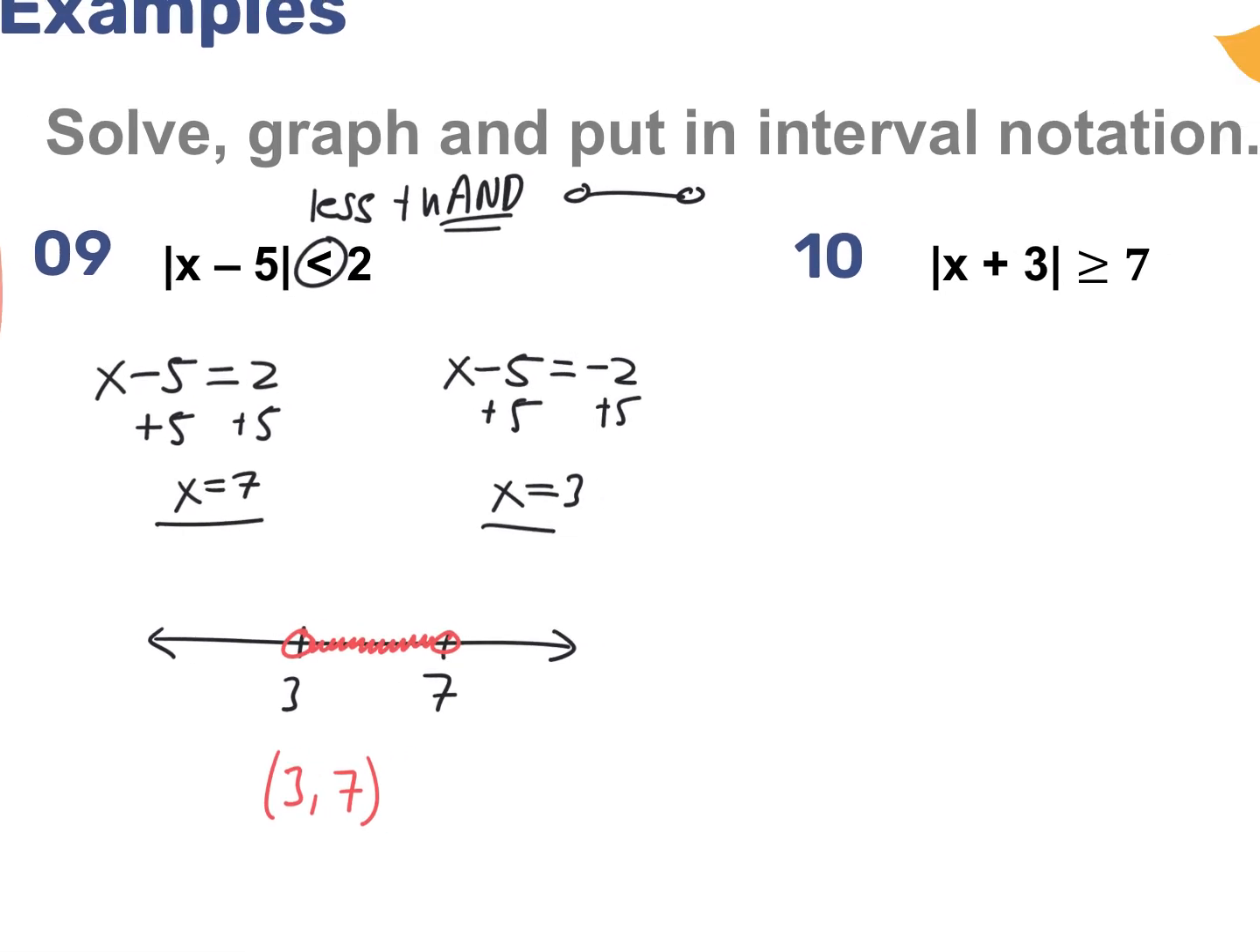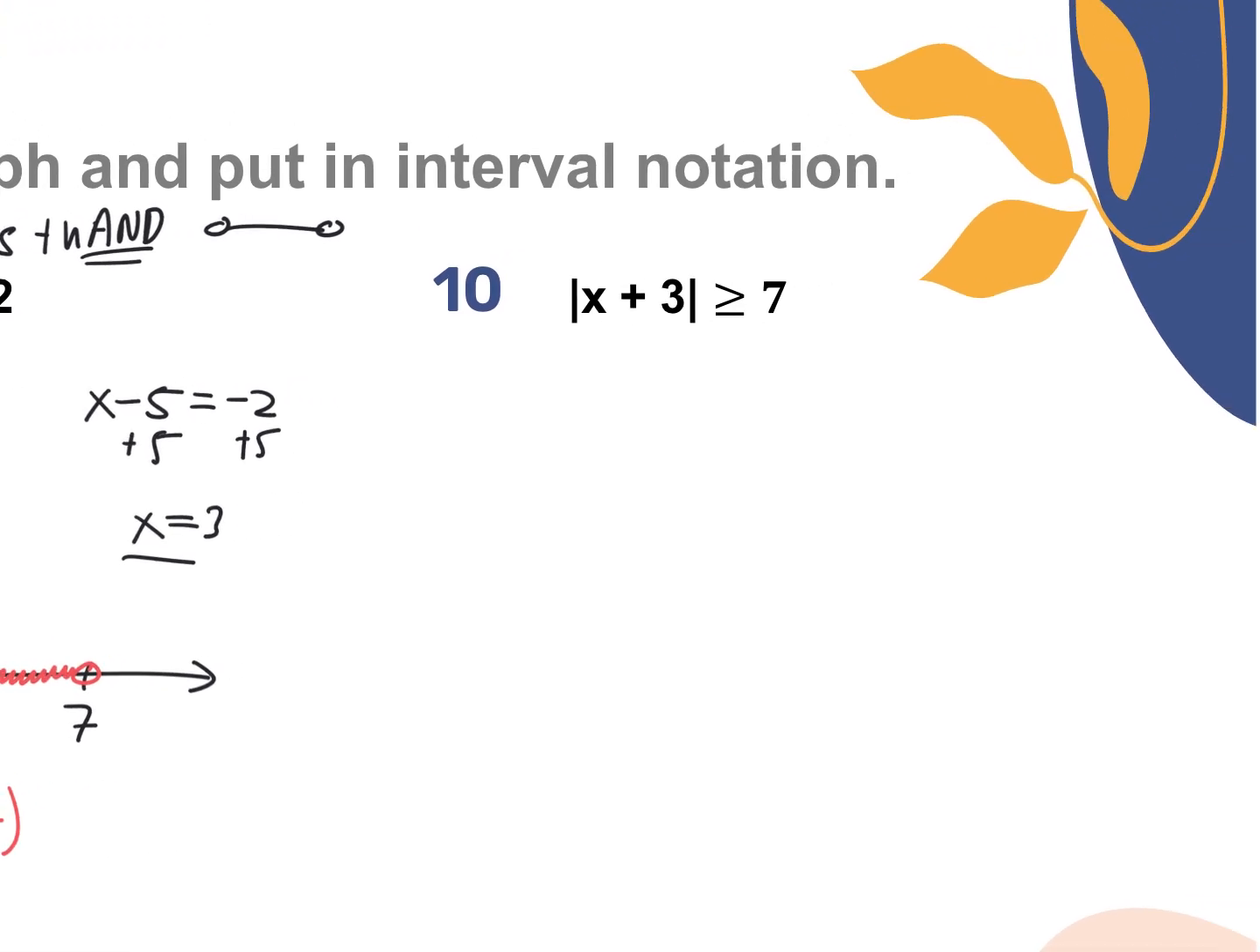Now I can do the same thing over here with this greater than. Remember, great-or than. So I can expect my arrows to go in two different directions. Because it's with equality, I'll have closed circles. But again, let's just solve it. It's going to be x plus 3, and I'm going to pretend it was an equal sign, equals 7.